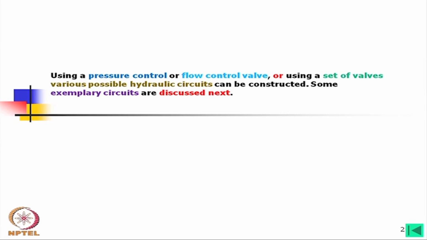Some exemplary circuits also will be discussed next. Actually, we can make various circuits. In fact, whatever work we would like to do, we have to select the valves and we have to place that valve at proper location to achieve the performance.